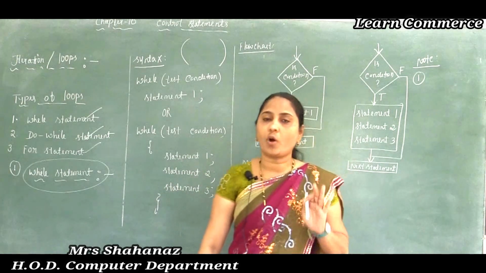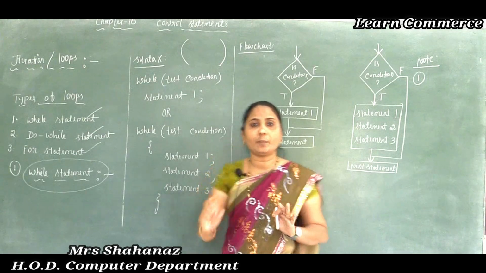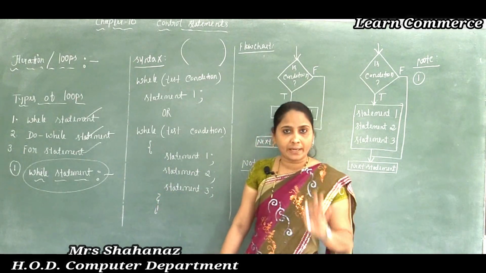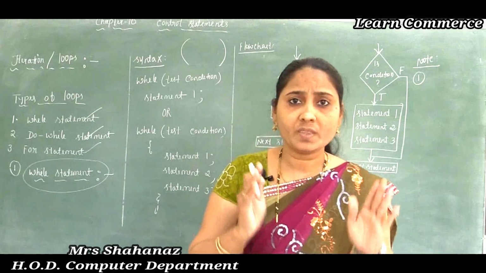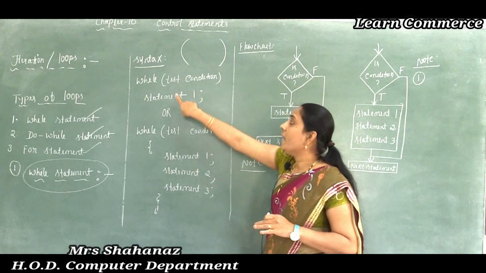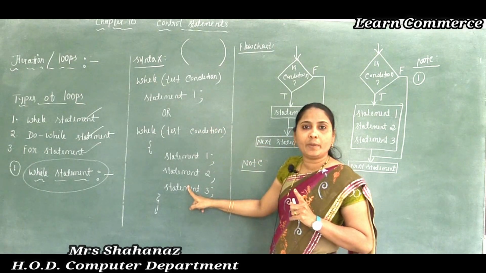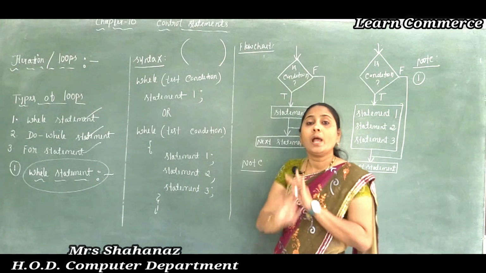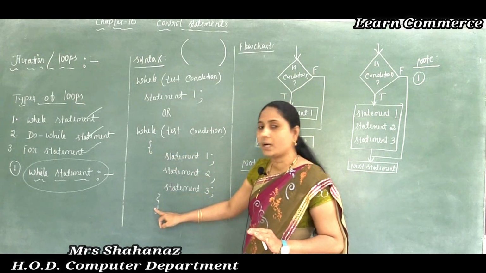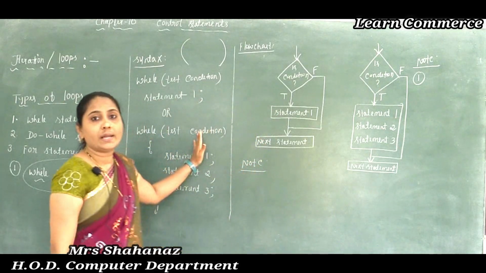As we know, the block of statements is a group of statements separated by semicolons and enclosed within curly braces. Curly braces are also called flower brackets. Such a thing is called a block of statements or a compound statement. So clear the difference: in our first syntax just one statement is going to execute, but here many statements are going to execute. If you are going to execute many statements, we need to enclose them within curly braces, which are the flower brackets. So this is the syntax of the while statement.